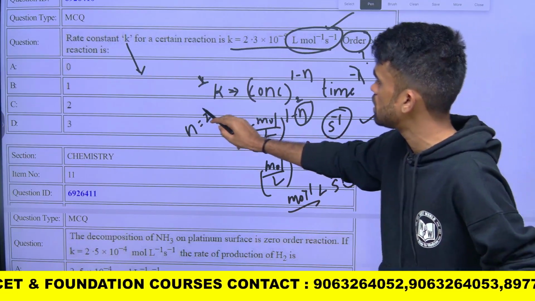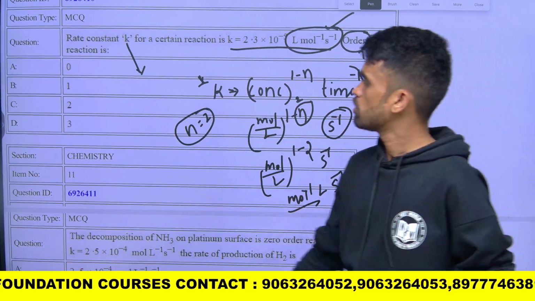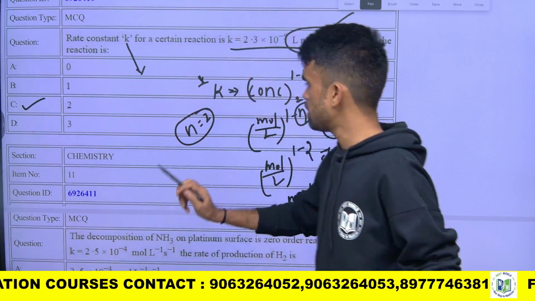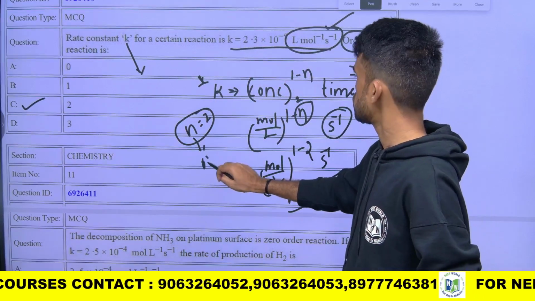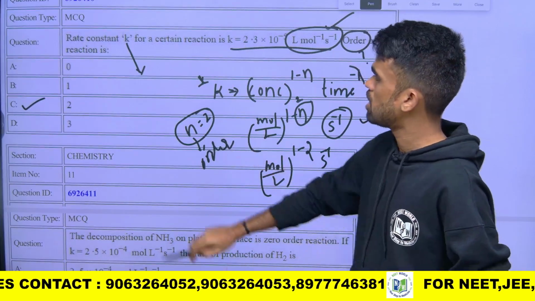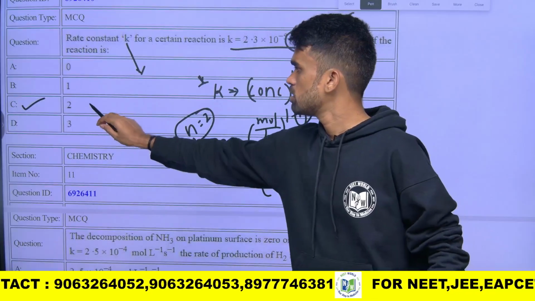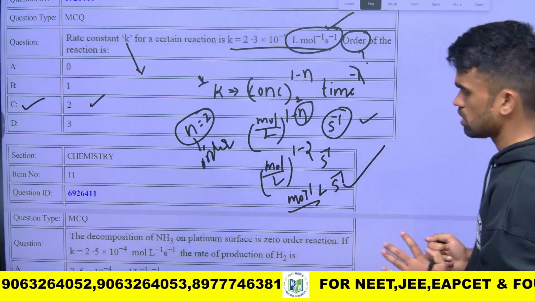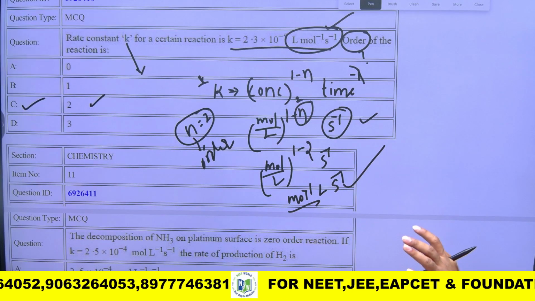So n value is how much in this case? It is 2, therefore order is 2. So here n represents the order of the reaction. So what is the order? Second order reaction. So option C is correct for this question. Right, now it is clear, right?